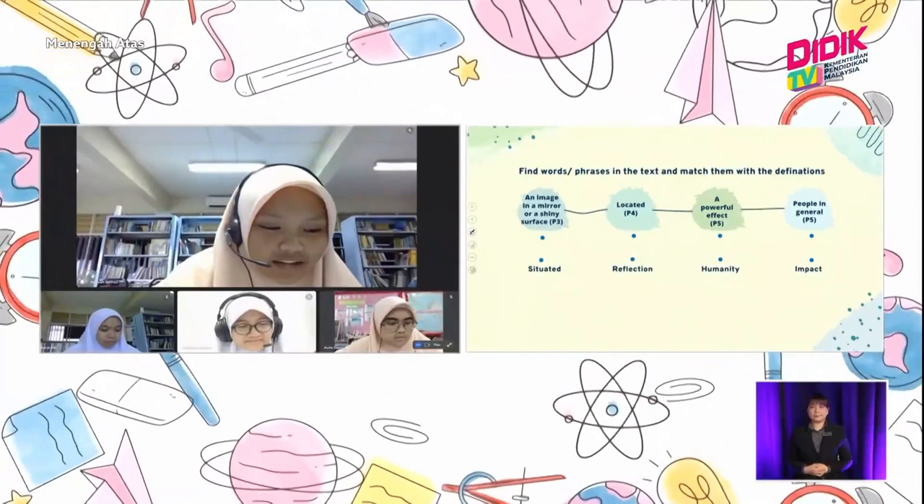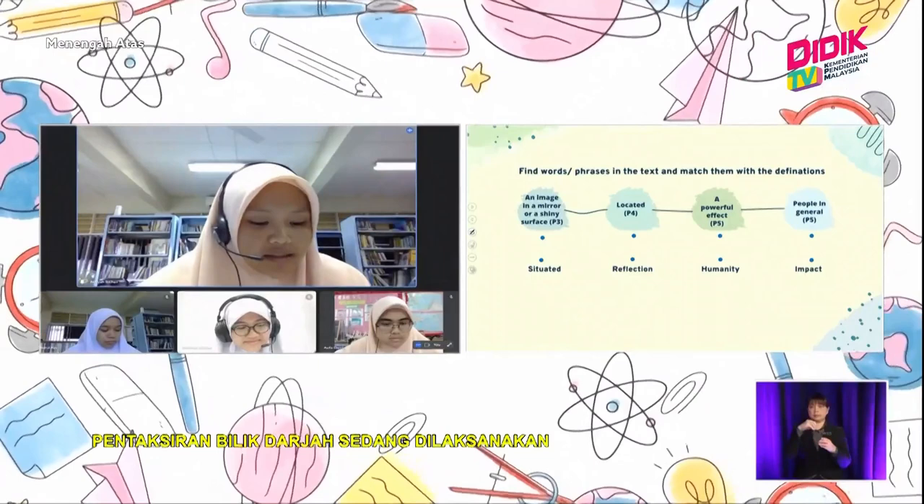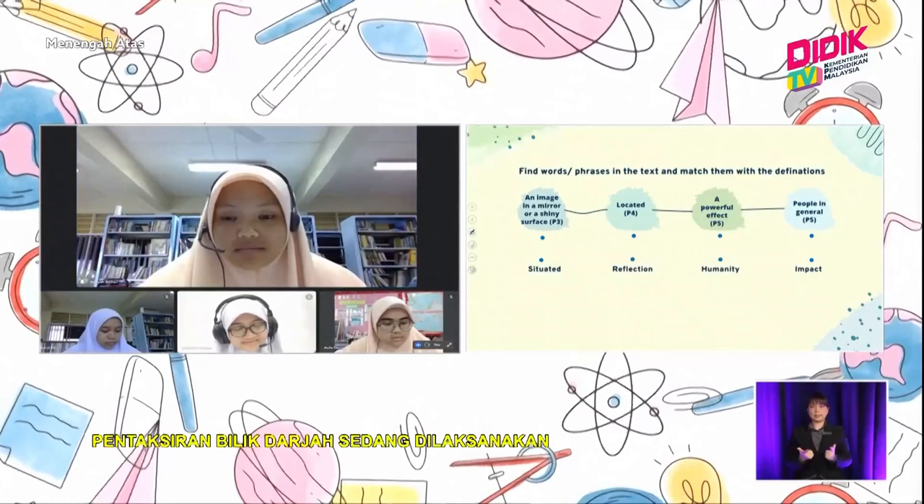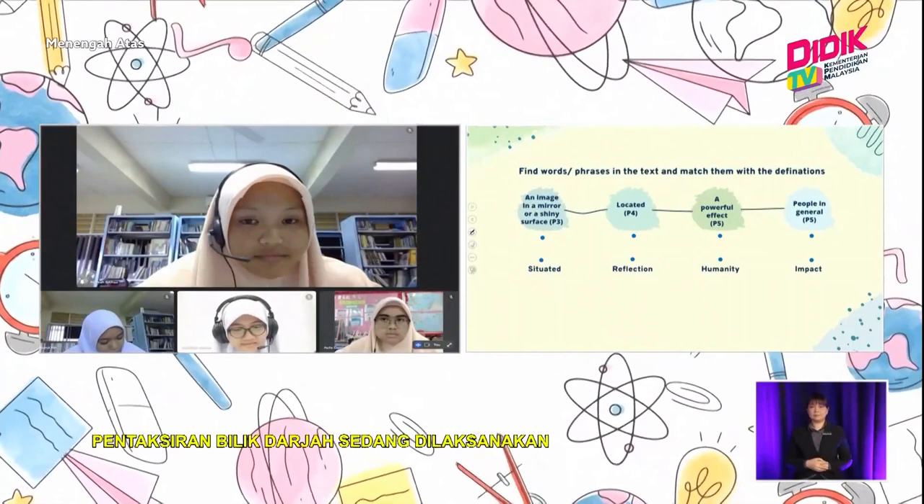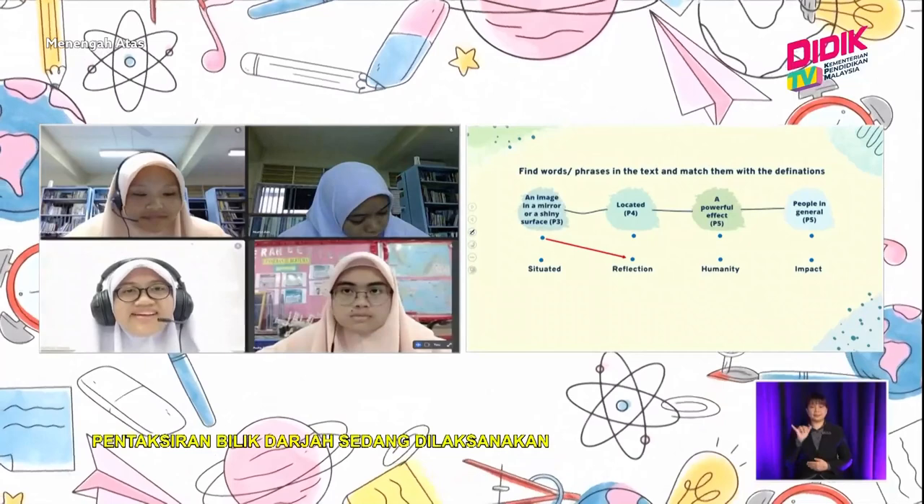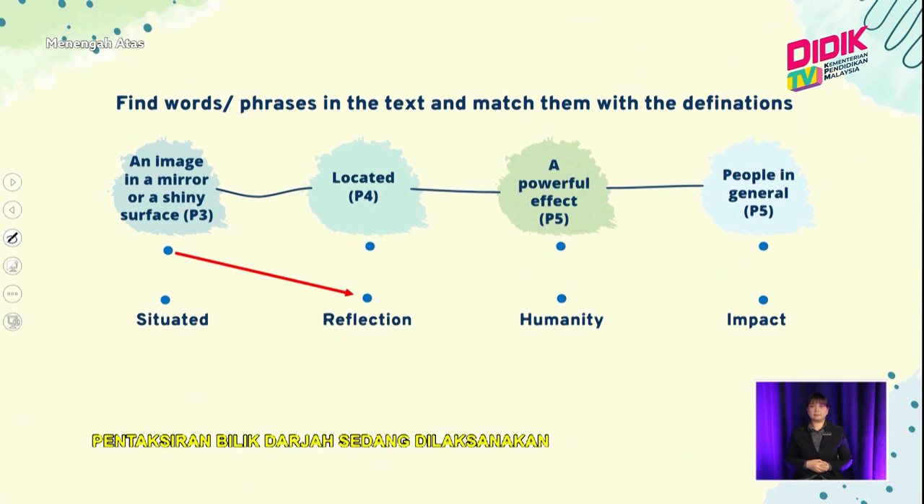For number one, an image in a mirror or shiny surface is reflection. And located is situated. Okay, shall we check the answer? So yeah, correct. An image in a mirror or shiny surface is a reflection. So correct. And the second one, located, situated. Wow, good job. So one more for Atiya. Okay, good job, Atiya.